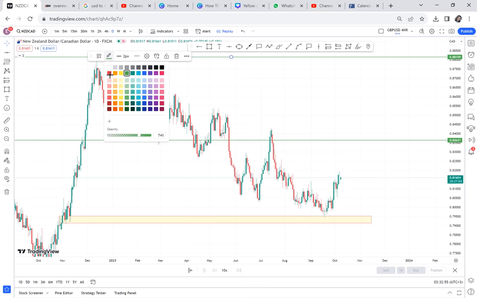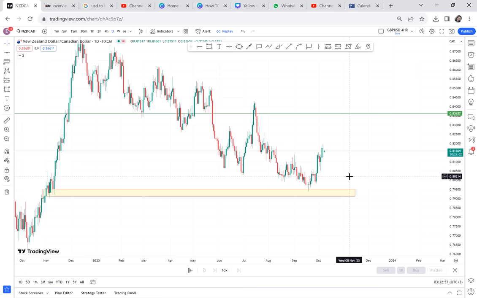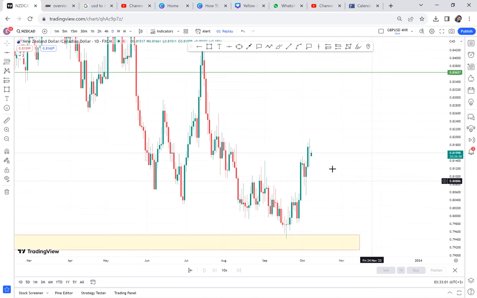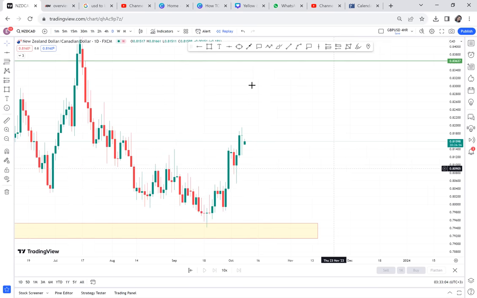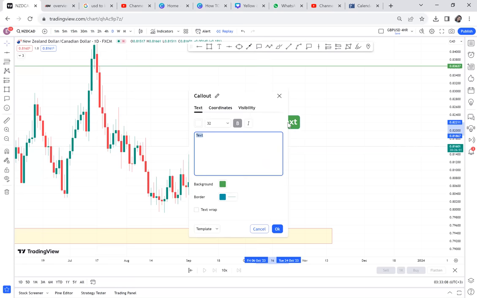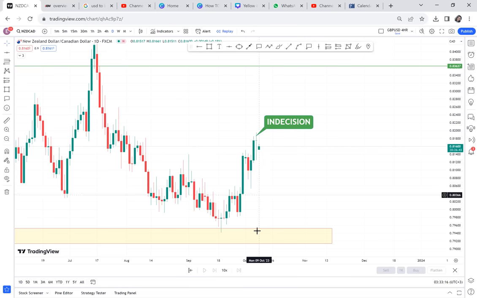So yes, we know that the market has a double bottom, but I want to show you something. On the daily time frame, which candle is this? If you are trading NSDUSD and you have an indecision candle, this indecision can make this market go back down. This indecision candle is what is making us not to enter this market.